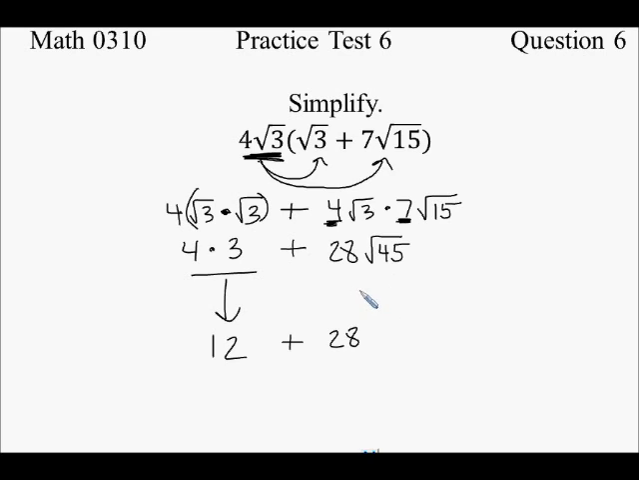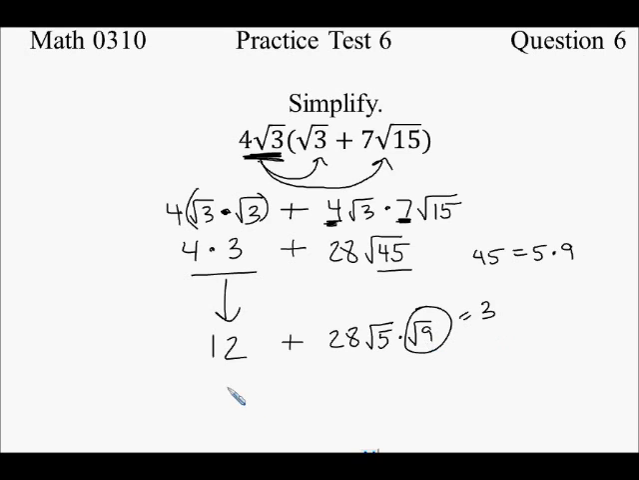Now that we've combined these, we want to make sure the square root of 45 is as simple as it can get. We think about whether there are any factors of 45 that are a perfect square. If we think about it for a second, we may see that 45 equals 5 times 9, and we know that 9 is a perfect square. We know the square root of 9, so we want to split this up. We make this 28 square root 5 times square root 9, and we know the square root of 9 is actually 3.